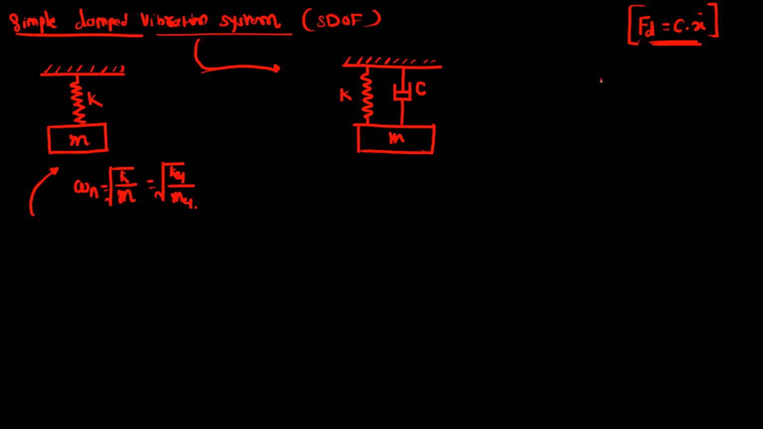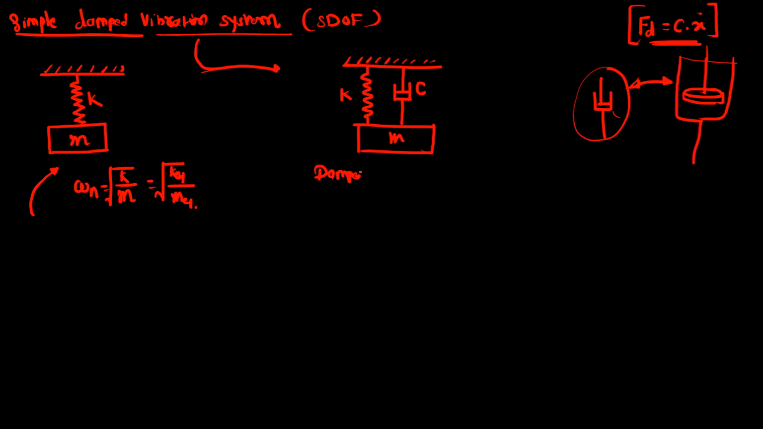So this symbol is taken from the telescopic suspension. This part is basically a piston, and this part is the cylindrical tube. So symbolically, the damper is represented like this. So this is your damped vibration system, and this is a single degree of freedom system.